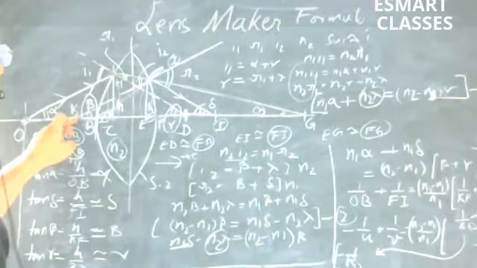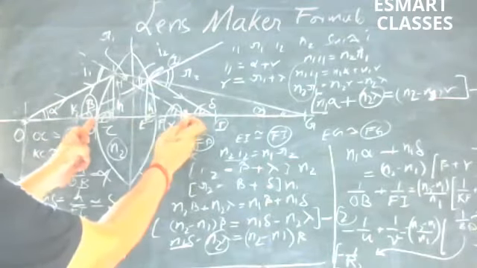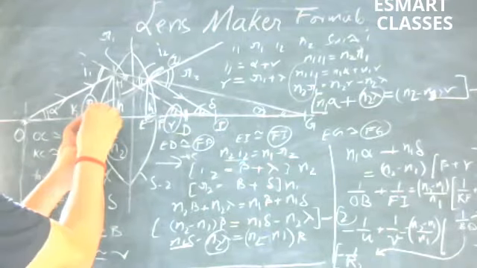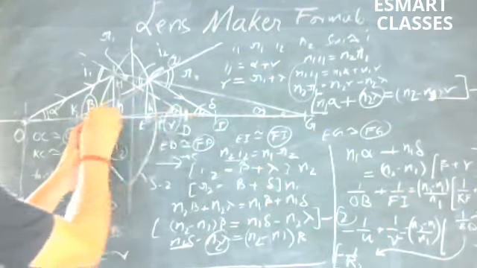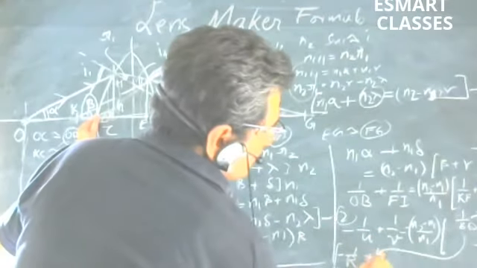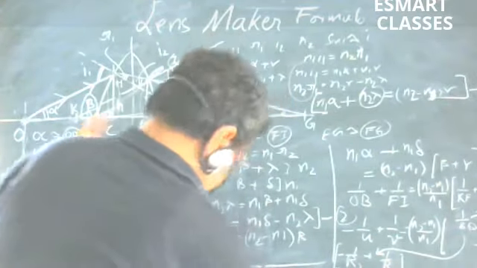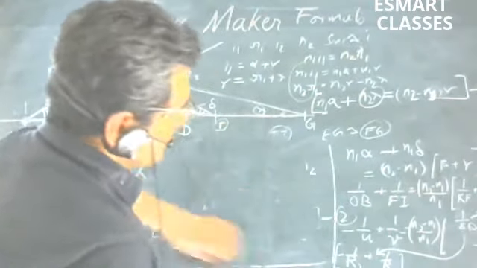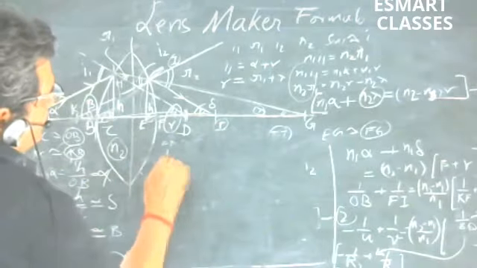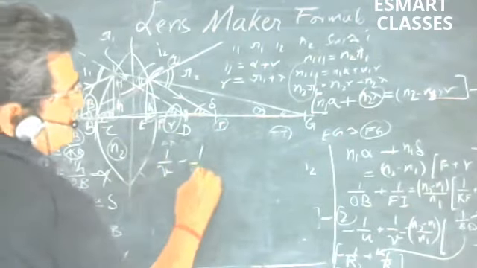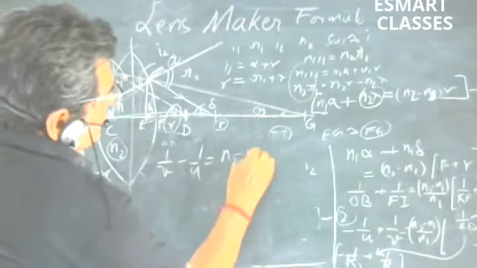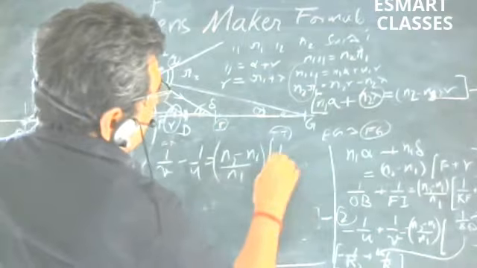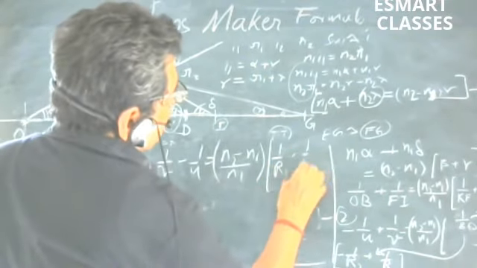1 upon BD, what is that? This is the radius of the surface 1. Since you are measuring from the lens point, it is in this direction, it will be positive. We'll write plus 1 upon R1. So this is the relationship we wanted to get, which we have obtained. Let me write it here. So it becomes 1 upon V minus 1 upon U is equal to N2 minus N1 upon N1 into 1 upon R1 minus 1 upon R2.